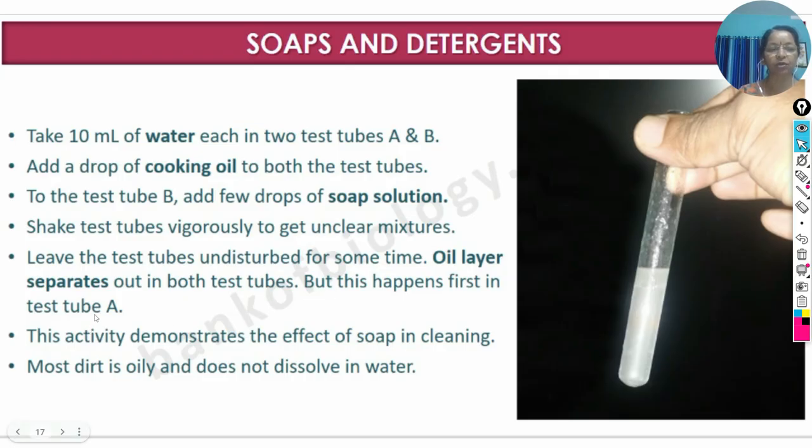That means separation of the oil and water is taking place faster in the first case, where there is no soap solution. If soap solution is present, the separation takes place slowly, which shows the cleaning action of soap. So soaps can be used to clean clothes or whatever it is.